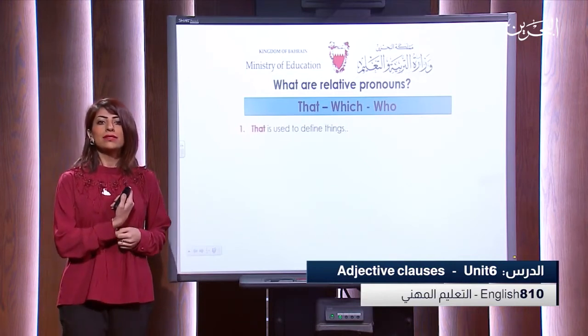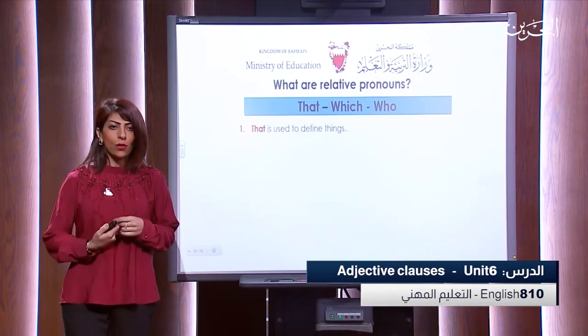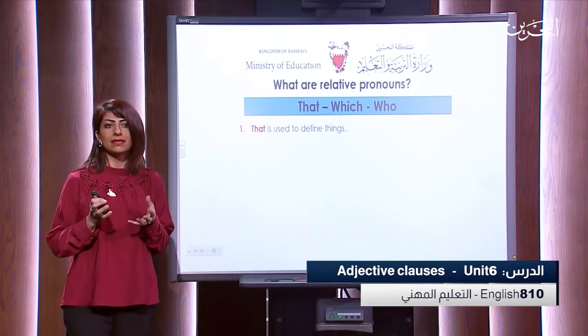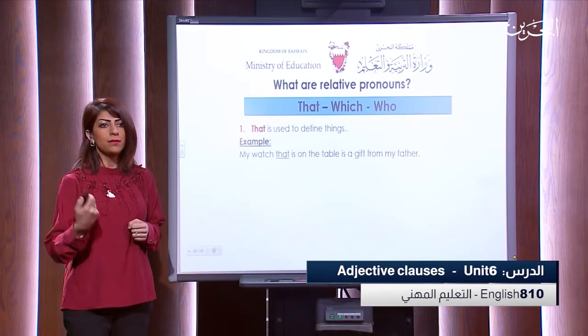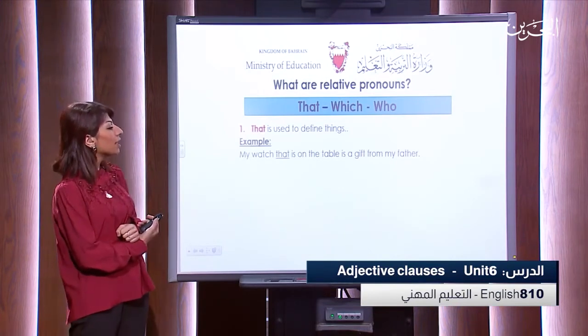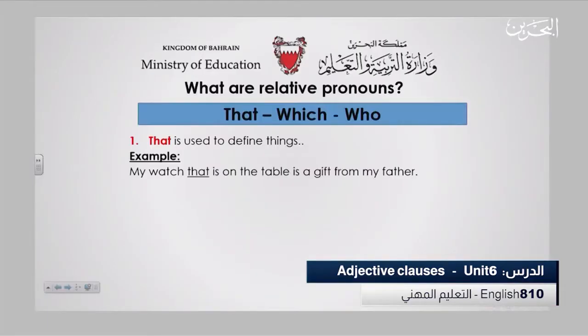That is used to define things. When I want to talk about things as an object, we use that. This is an example. My watch, that is on the table, is a gift from my father. That here refers to my watch. It gives extra description and explanation for the watch.